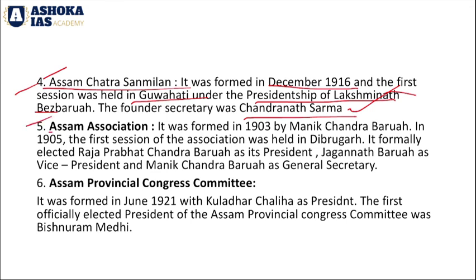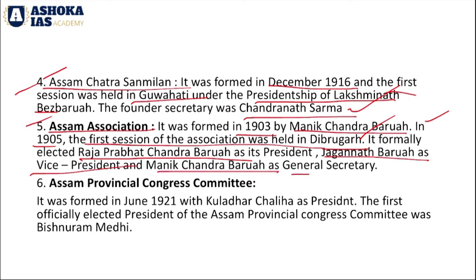Then we come to Assam Association. It was formed in 1903. The founder was Manik Chandra Borua. First session is very important for Assam Association. In 1905, the first session was held in Dibrugarh and the first president was Raja Prabhat Chandra Borua. Jagannath Borua was the first vice president. Manik Chandra Borua was the first general secretary.